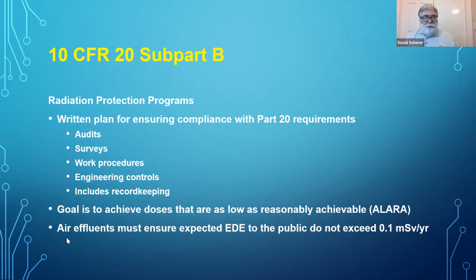If you have air effluents from your facility, then the exposure to the maximum exposed person must not exceed 100 millirems in a year. That's an EPA requirement that the NRC has agreed to take over for the EPA. It's part of the National Emissions Standards for Hazardous Air Pollutants. At the DOE facilities, the EPA enforces NESHAPs. At NRC facilities, the NRC does. It's a requirement in 10 CFR 20 subpart B.